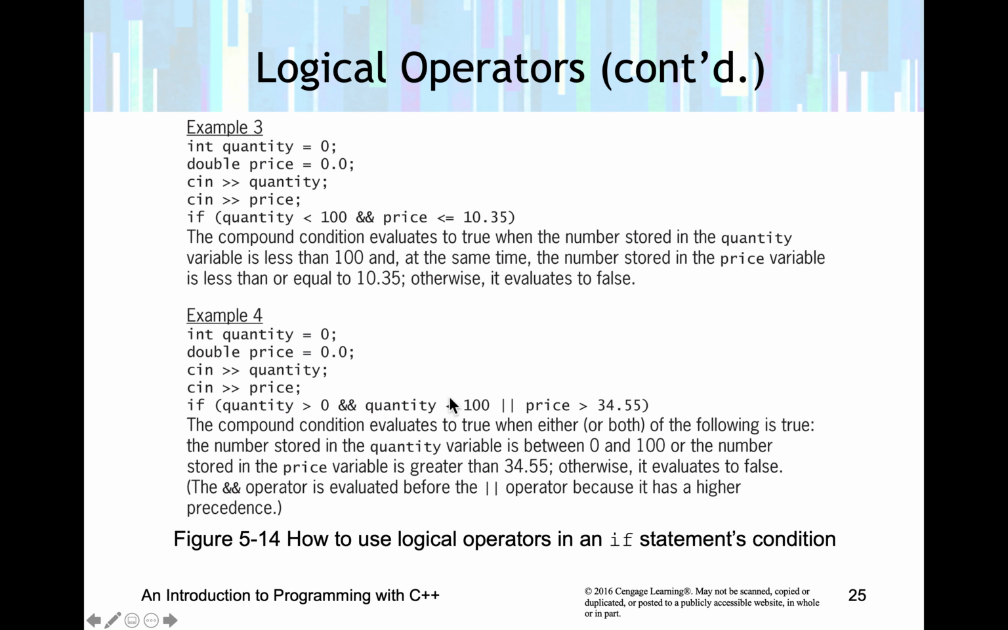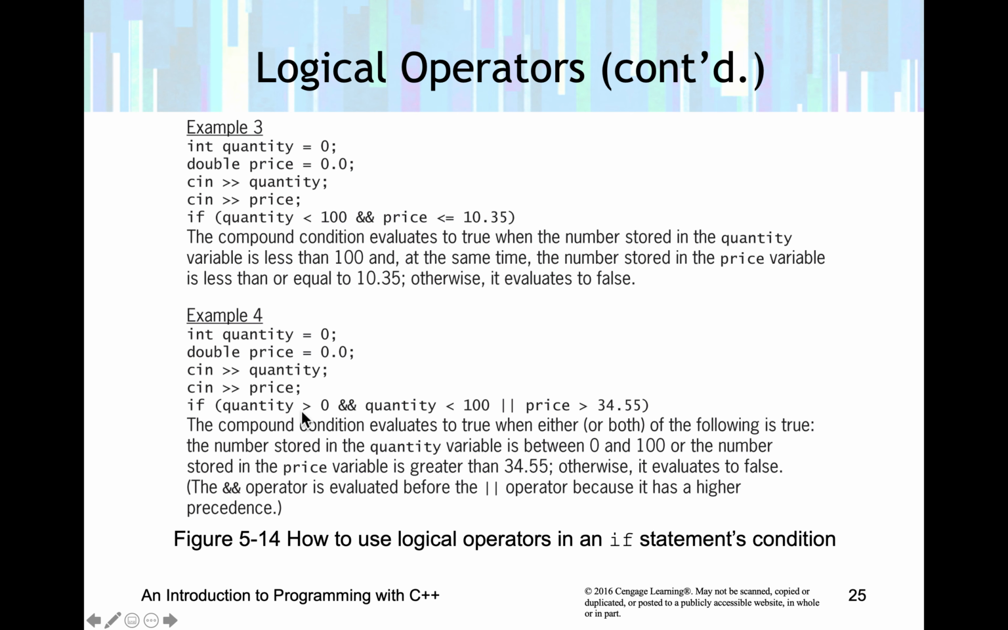If both of these are true, then you have true or whatever. You really don't have to look at the price. So if the quantity is between 0 and 100, then it just automatically does whatever it's going to do. We don't even have to look at the price. Hope that makes sense.